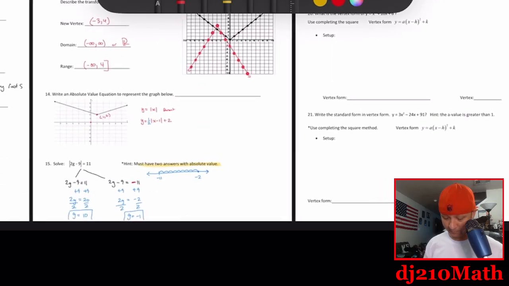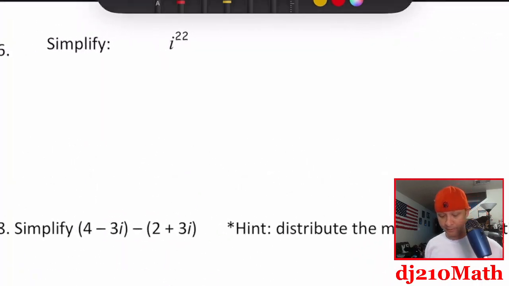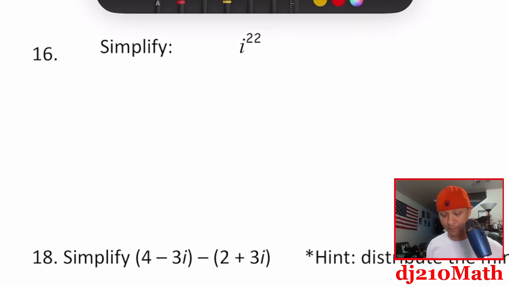All right, moving on. We're more than halfway. All right, number 16. Simplify i to the 22nd power. Okay. There are 2 different ways of doing this, depending on how comfortable you are with numbers.